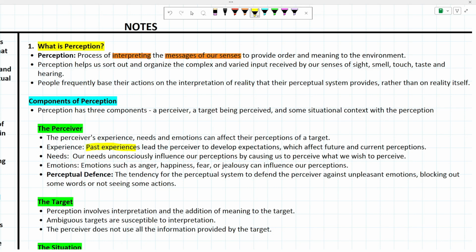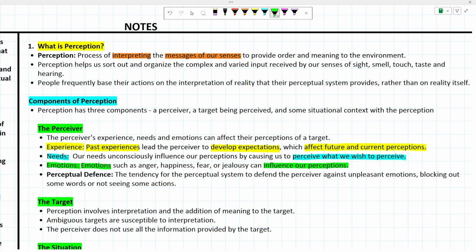So past experiences develop expectations which affect future and current perceptions. Our needs unconsciously influence our perceptions by causing us to perceive what we wish to perceive. This is our needs. I'm just going to highlight experience in yellow so it makes sense. Alright, so emotions. Emotions such as anger, happiness, fear, or jealousy can influence our perceptions. So emotions influence our perceptions.